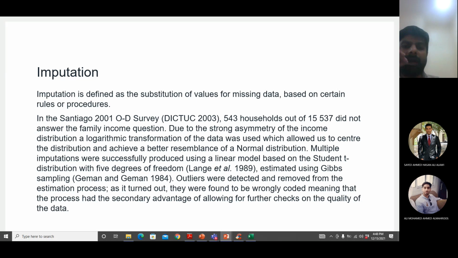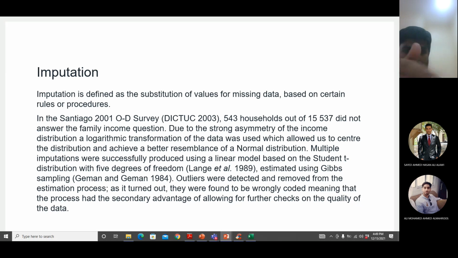Then we have the process of imputation. Imputation means that we substitute values for missing data based upon some rules and procedures. Certain values in the data are missing and we want to obviously use it for analysis. So we want this missing data. So how to calculate these missing values? This is known as imputation.